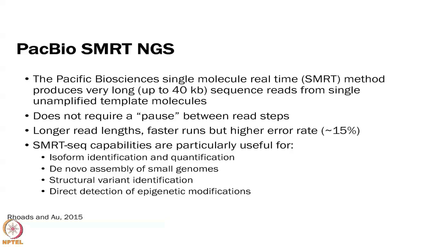Unfortunately, though, it has a very high error rate, so 15% is pretty bad. I think they're likely working on lowering this, but it's something to keep in mind. But it is still really good for de novo assembly of small genomes, structural variant identification, and you can actually directly identify epigenetic modifications without having to do another completely different type of omics analysis, which is very cool.